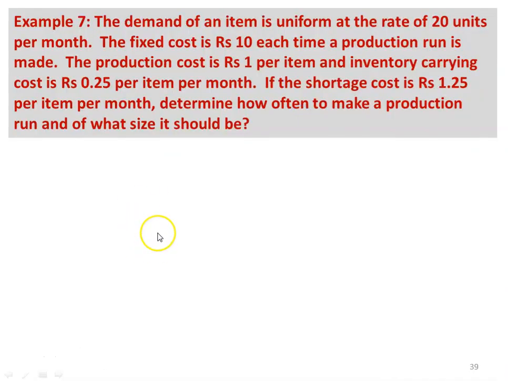And we take one example, example number 7. The demand rate of an item is uniform at a rate of 20 units per month. The fixed cost is rupees 10 each time a production run is made. The production cost is rupees 1 per item and the inventory carrying cost is rupees 0.25 per item per month. The shortage cost is rupees 1.25 per item per month. Determine how often to make the production run and what size it should be.